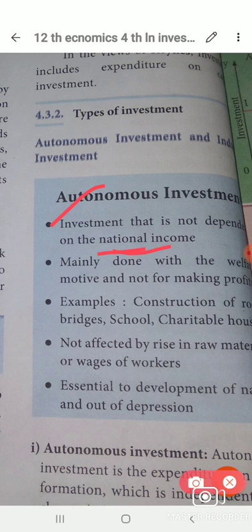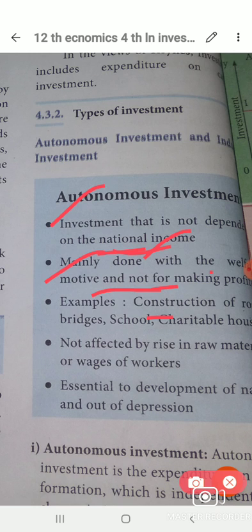National income may decrease or increase, autonomous investment is unaffected. It is investment that does not depend on the national income, and is mainly done not for making profits. Autonomous investment is only for the welfare motive, and not for profit making. Examples: construction of buildings, schools, like this.